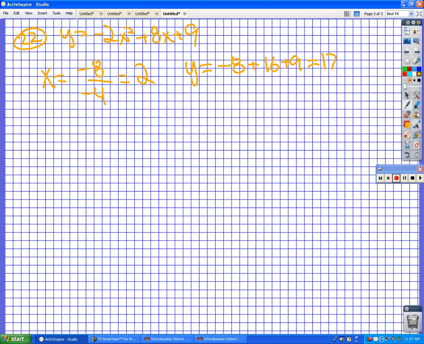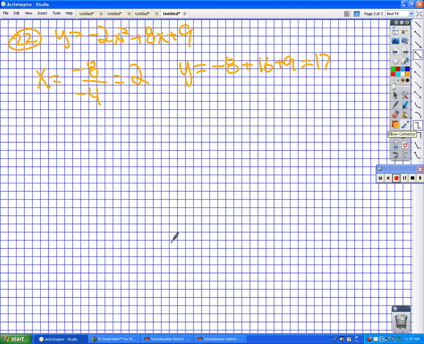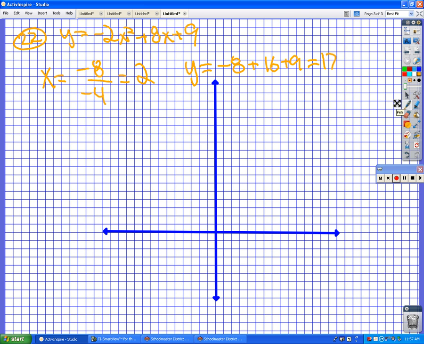Possibly. I don't know. It's up to you. The x's you should be fine with because you only have to get to 2. But the y's I have to go all the way up to 17. So what should we go by? By 2's. Okay. So 2, 4, 6, 8, 10, 12, 14, 16, 18, 20. And then the x's were okay, like I said, so we can just go by normal numbers there.